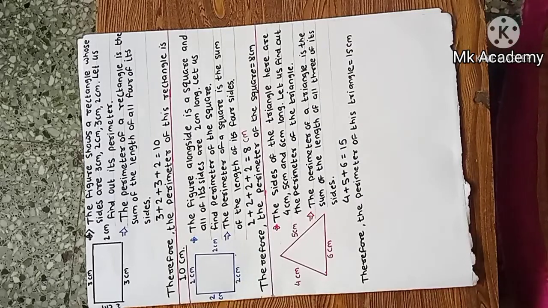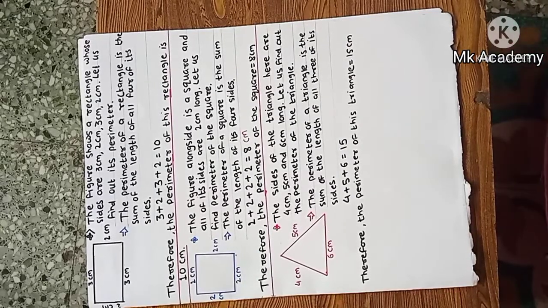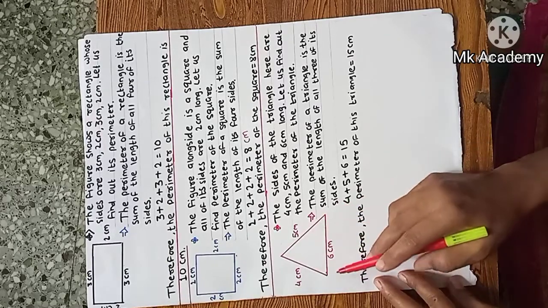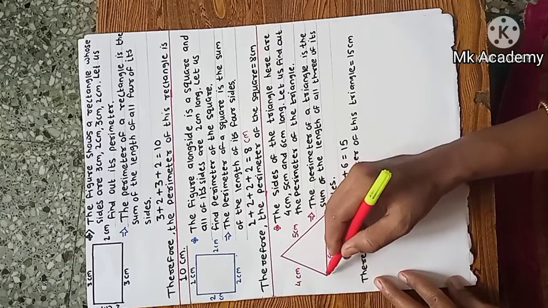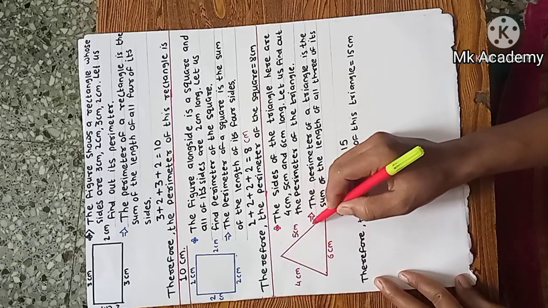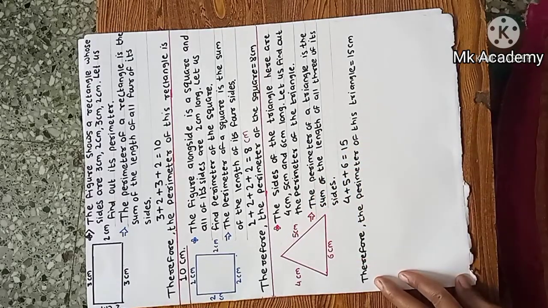Therefore, the perimeter of the square is equal to 8 centimeter. See the next figure. The sides of the triangle here are 4 centimeter, 5 centimeter, 6 centimeter long. Here we have given a figure of a triangle and we have given the length of its sides: this side 4 centimeter, this 5 centimeter and this 6 centimeter.